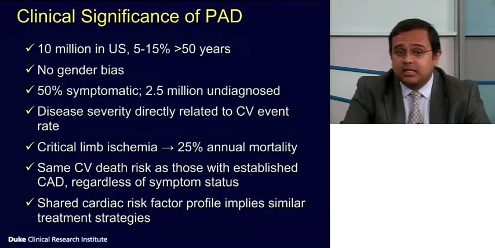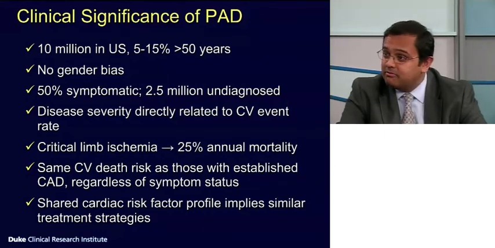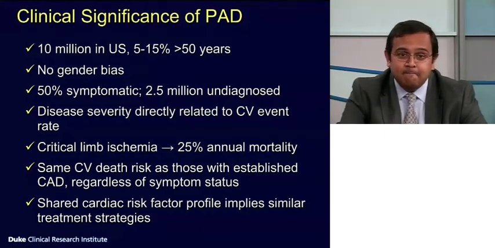And then second is the significance of PAD. I mean, 10 million people in the United States probably have peripheral arterial disease. Half of them are unrecognized. We actually don't know the incidence. Unfortunately, it has no gender bias. Men and women get it alike. 50% of them are asymptomatic.